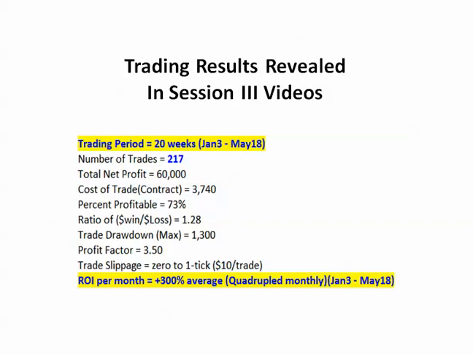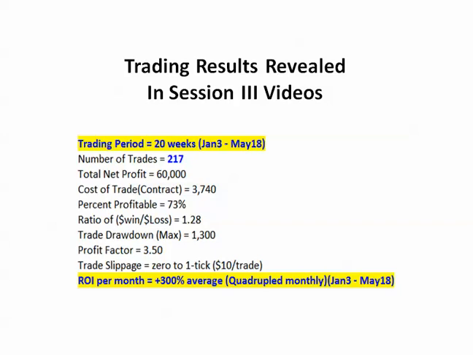He reaped a total of $60,000 profit in 20 weeks. The cost of the trade, basically the size of the account, is about $4,000, of which amount he puts $3,740 to work. It'd probably be better to have a $5,000 or $6,000 account actually when you implement his strategy.